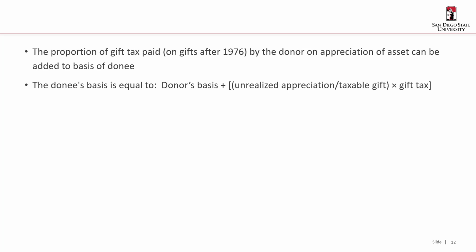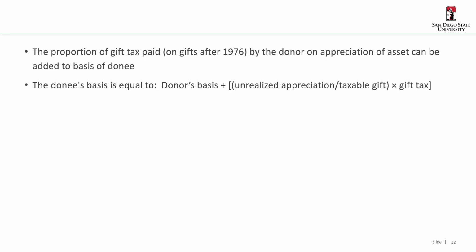Okay, so there is an adjustment for gift tax when gift tax is paid by the donor on appreciation. That can be added to the basis of the donee. So the donee's basis is equal to the donor's basis plus any unrealized appreciation as a proportion of the taxable gift times the gift tax paid. So the donee actually gets a step up in basis.